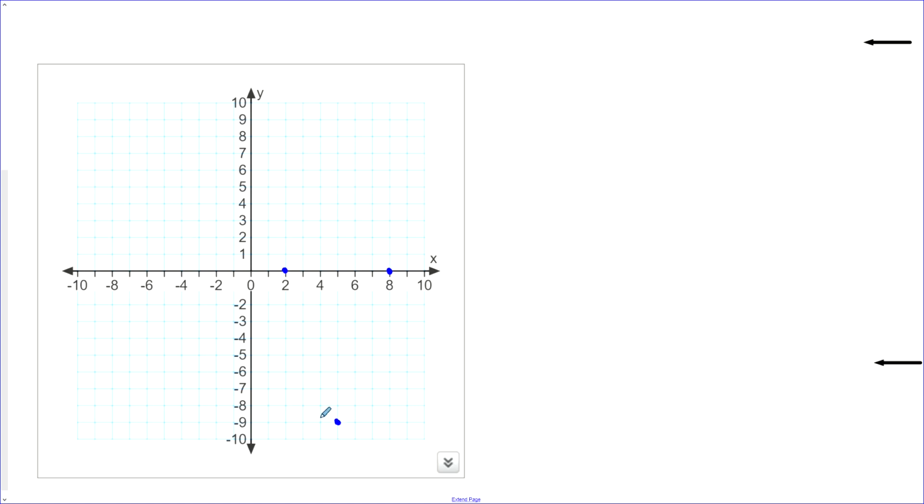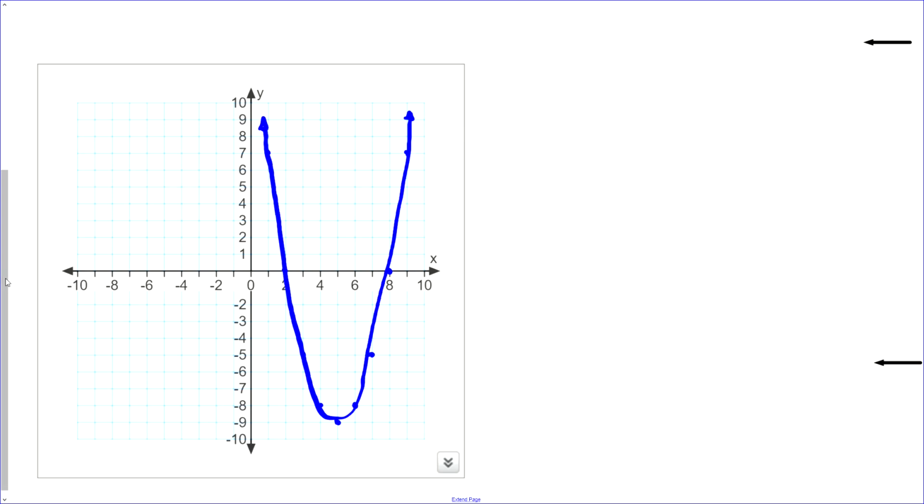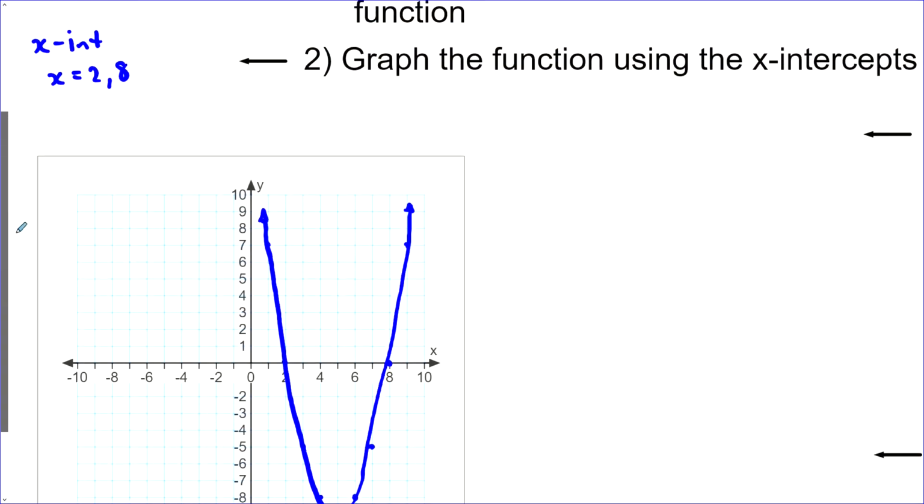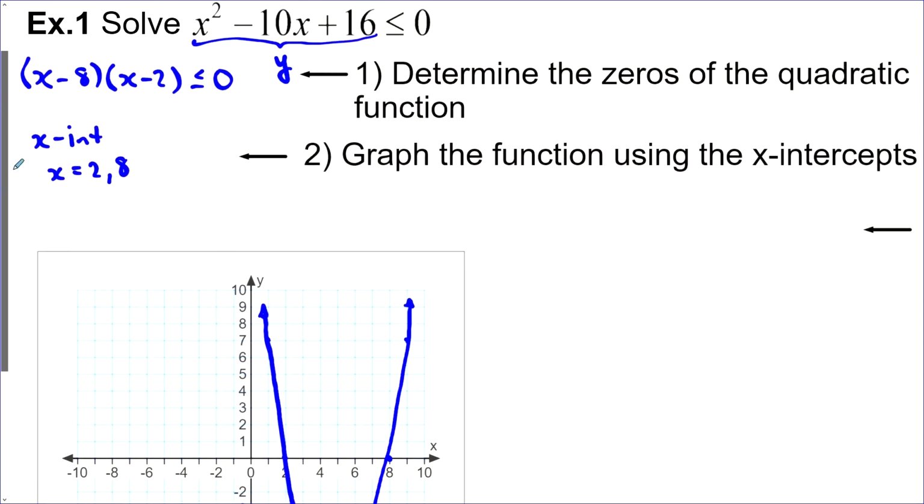We can fill in some more points. I mean, this thing doesn't have a stretch, so 1, 2, 3, just looks like a normal parabola here. All right, so there is our parabola. And it's sort of ugly, but sorry about that.